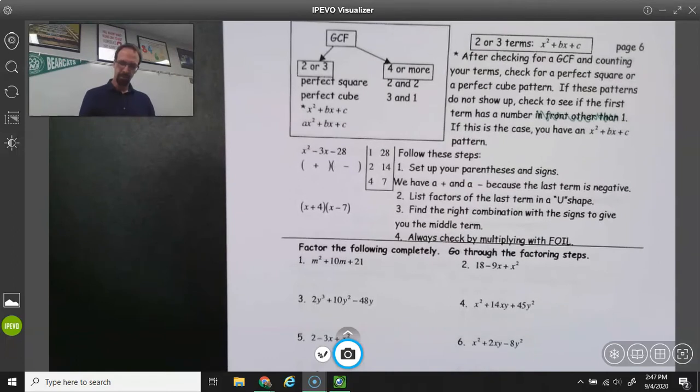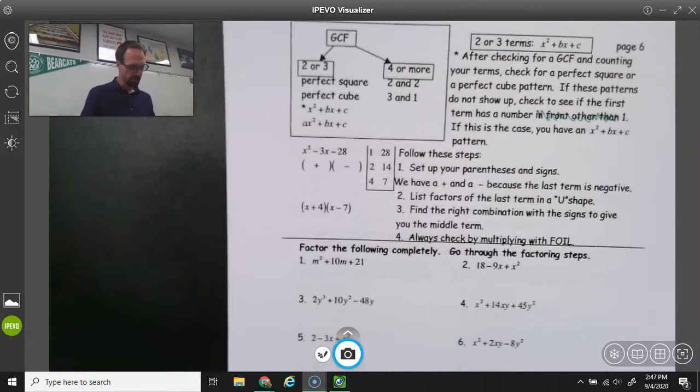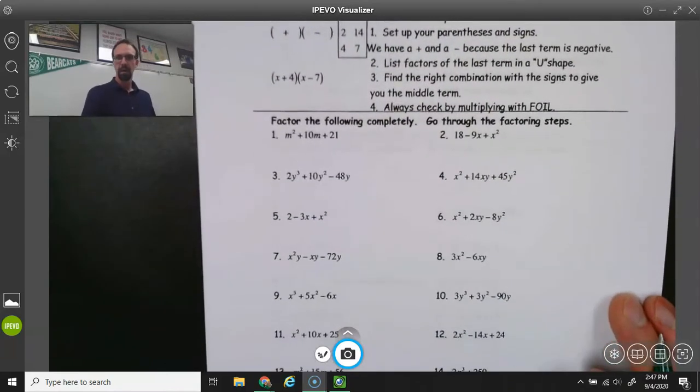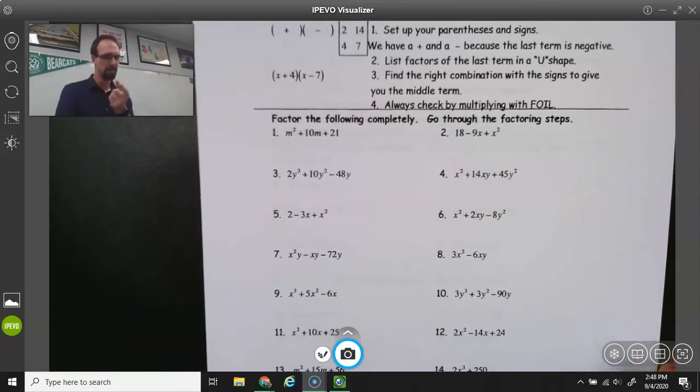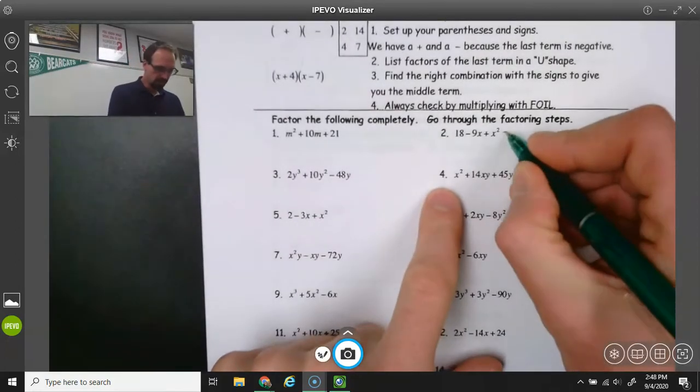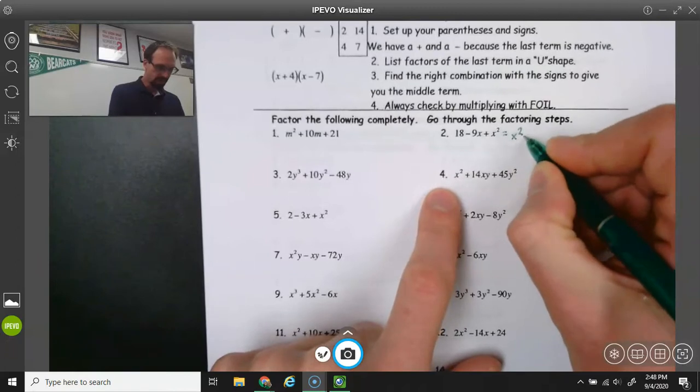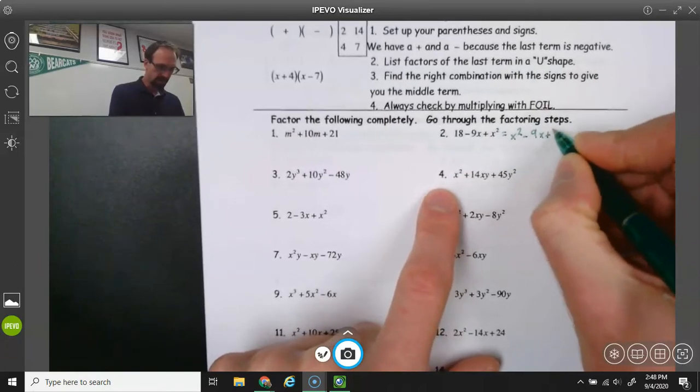So for this page, I'm going to do number 2. Let's start with number 2 here: 18 minus 9x plus x squared. The big thing with this one is it's not in the order that we normally do these in. So let's go ahead and rewrite this in order. That's actually x squared minus 9x plus 18.